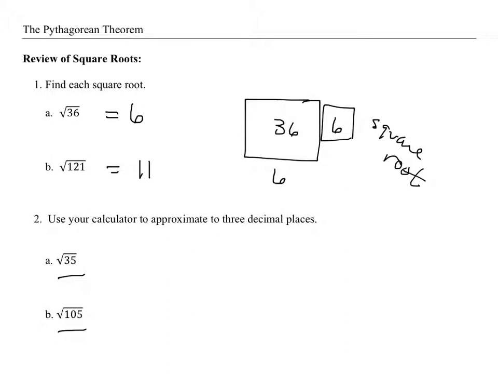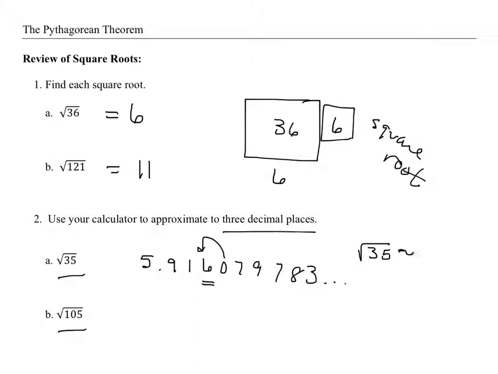Now, for these square roots right here, they're not exact, so we use the square root button on our calculator to figure them out to 3 decimal places. When I pop this into my calculator, I'm going to get 5.916079783. But to 3 decimal places, the 0 makes the 6 stay the same. So the approximation for the square root of 35 is approximately 5.916.